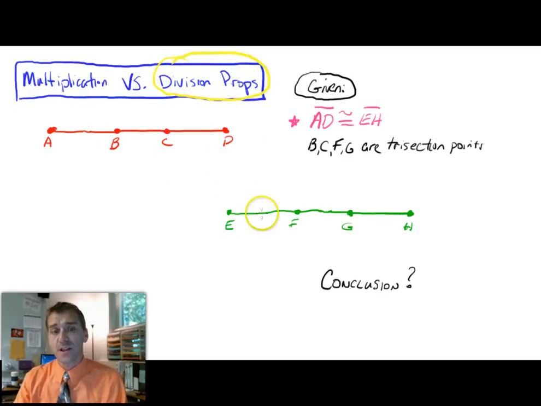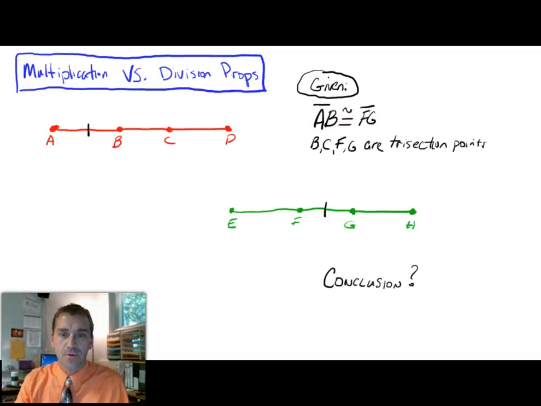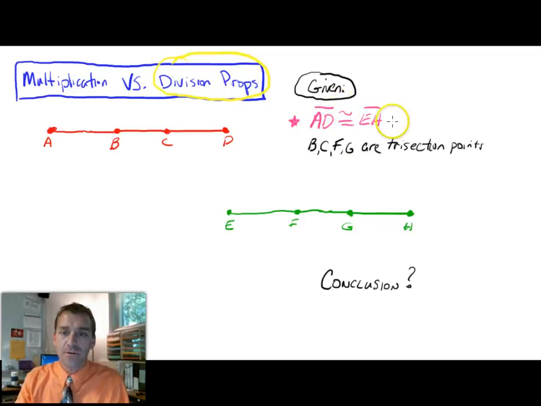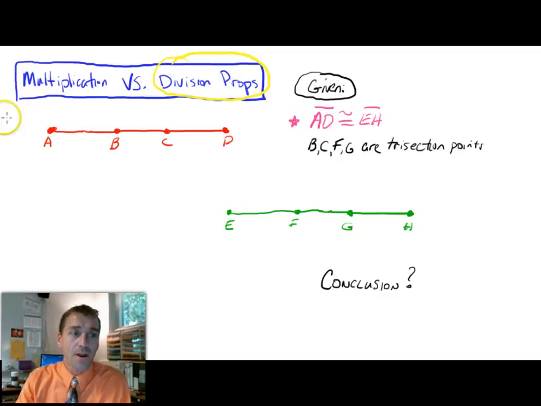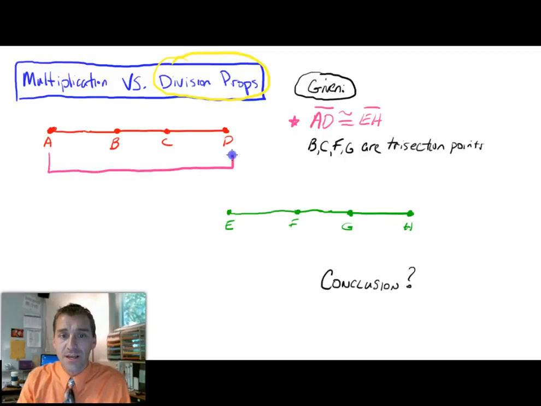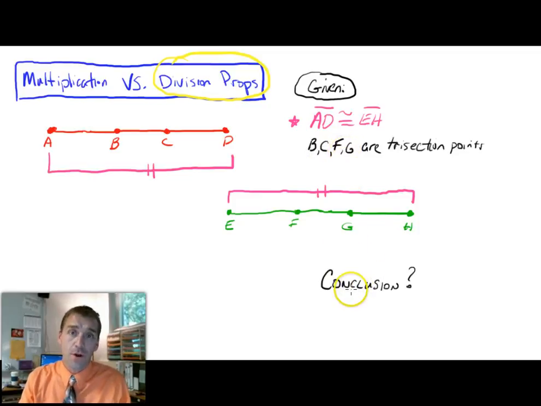So it's the same picture as the last one with multiplication property. Actually, let me click back. You'll see it's the same picture, except notice what's different. I'm giving you something different right here in pink. Let's forget the other stuff. Let's say this is a brand new picture where now what I know is this. I know that the whole way from A over here to D is congruent to E the whole way over here to H. Let's say those are given to me to be congruent. I still have B, C, the trisection points, and F, G, the trisection points. That's still the same. The question down here is, again, what could I conclude?